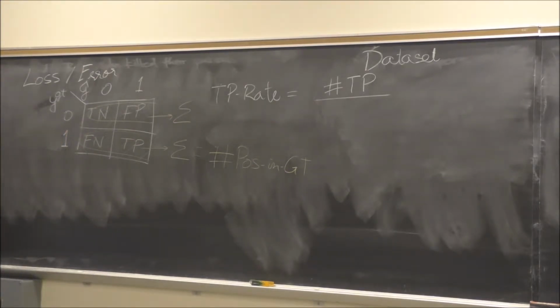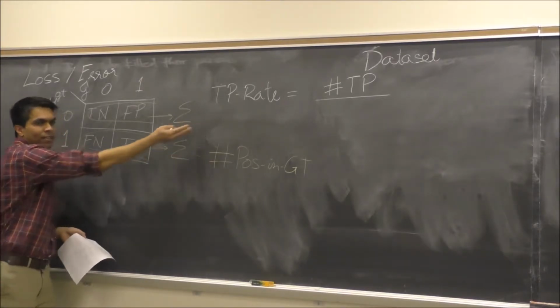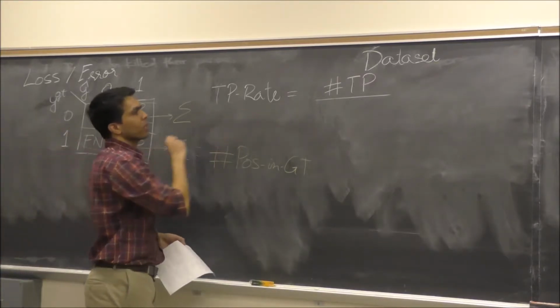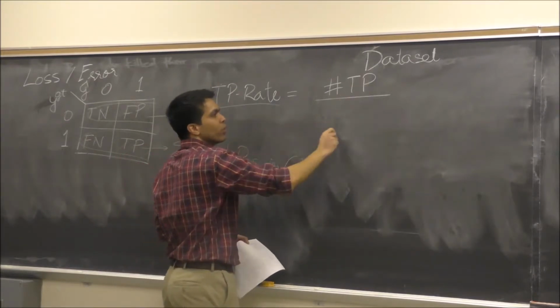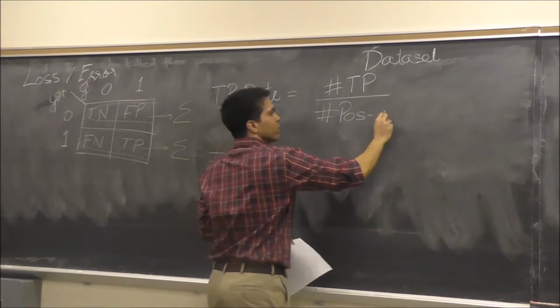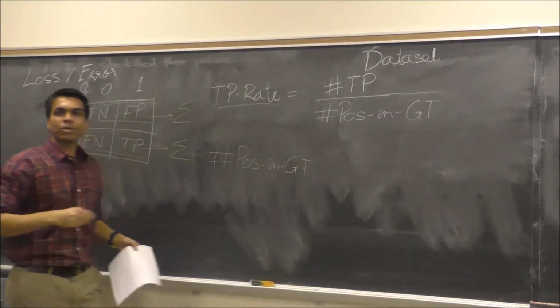Okay. And we were trying to get to this last time, that you want to somehow normalize the rows. Why do you want to normalize the rows? Because there may be far fewer positives than the number of negatives. And that's what this number that we were trying to get to, this is called true positive rate. And that's number of true positives divided by number of positives in the ground truth, where GT stands for ground truth, or the annotation is provided.